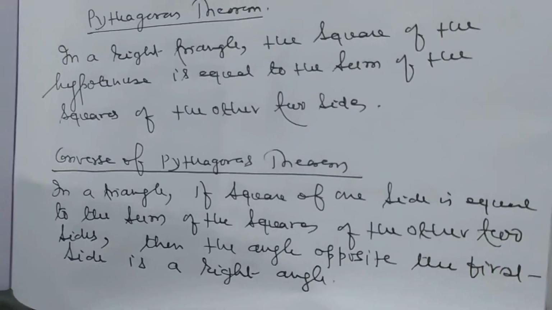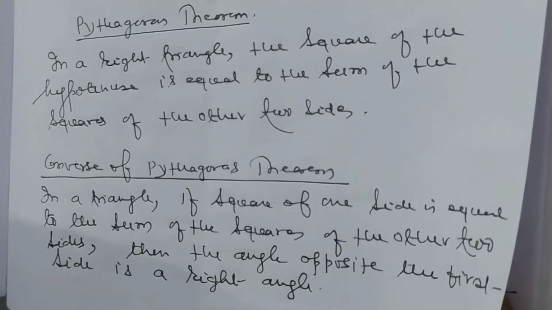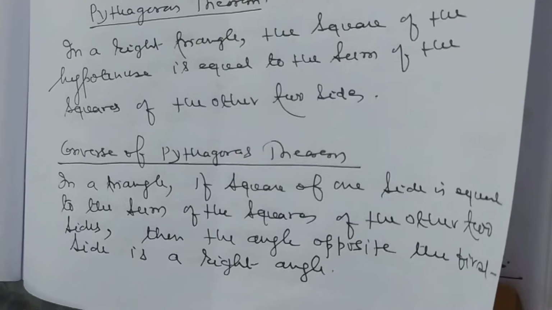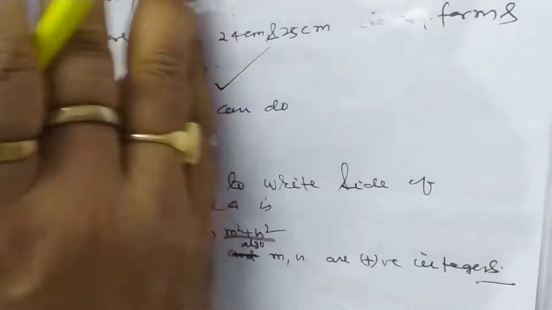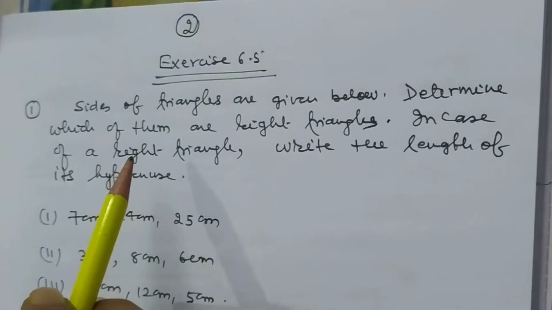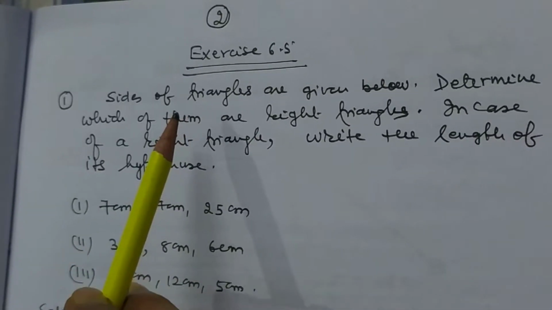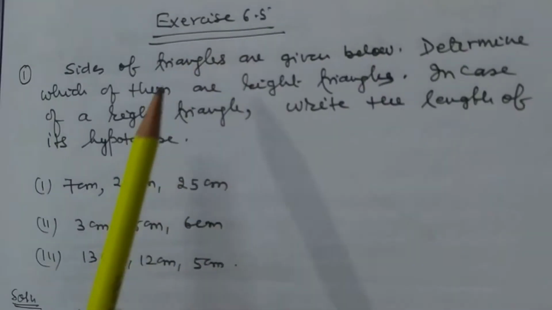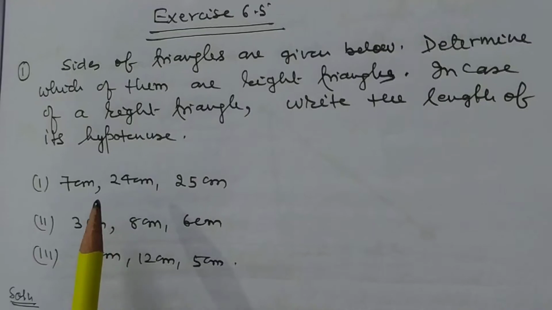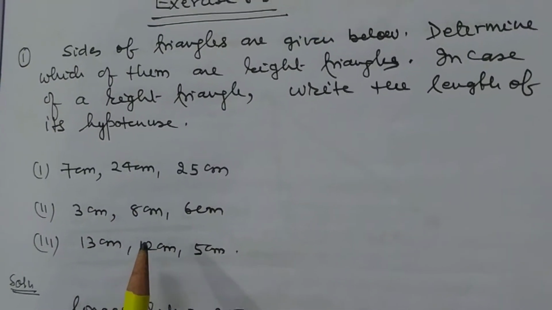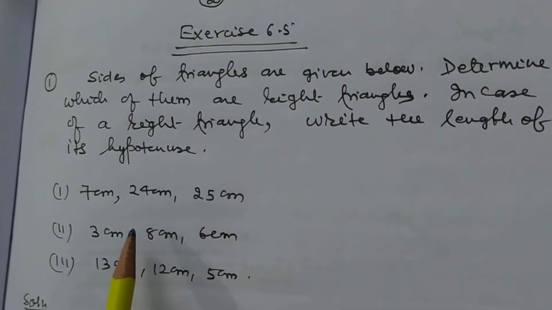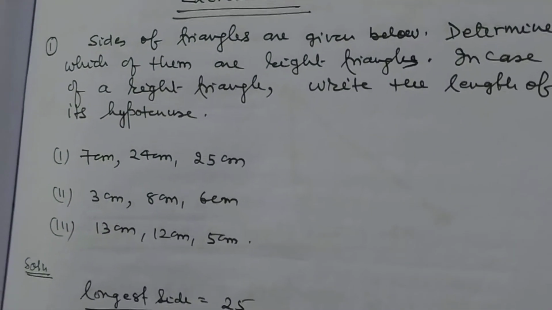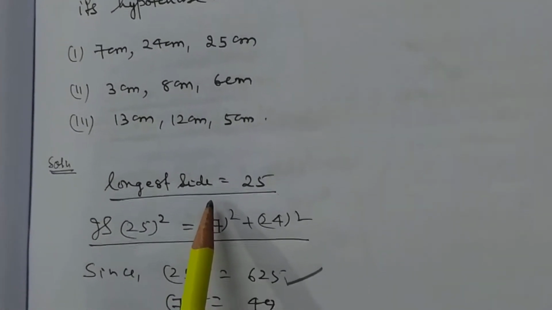In a triangle, if the square of one side is equal to the sum of the square of other two sides, then the angle opposite to the first side is a right angle. So my dear student, now keeping in view all these things, I want to discuss the problem of exercise 6.5. In problem number 1, there are 3 sub-problems. You have to decide which sub-problem will form the right angle triangle.